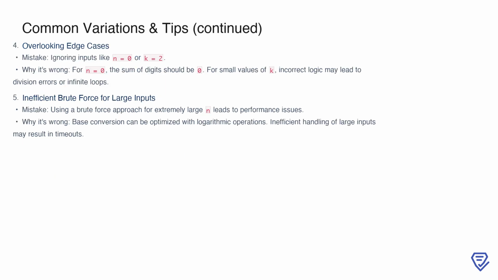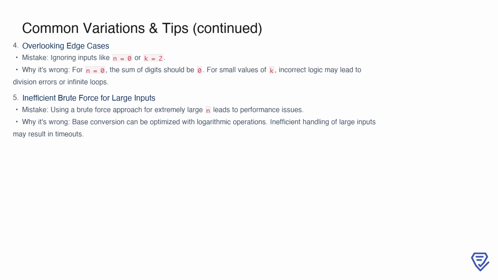Another area where mistakes occur is overlooking edge cases. For instance, when n equals 0, the sum of digits should also be 0. Similarly, for very small values of k, such as k equals 2, failing to handle edge cases can lead to division errors or even infinite loops.